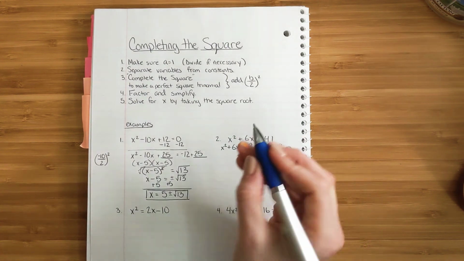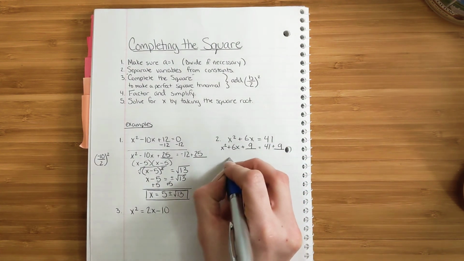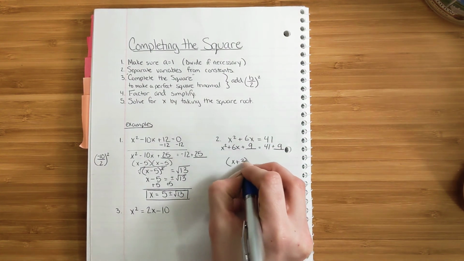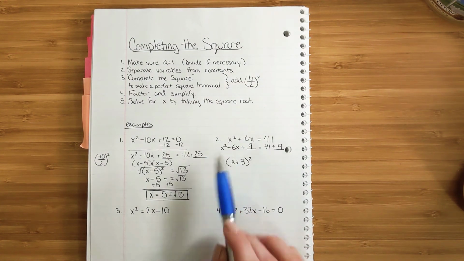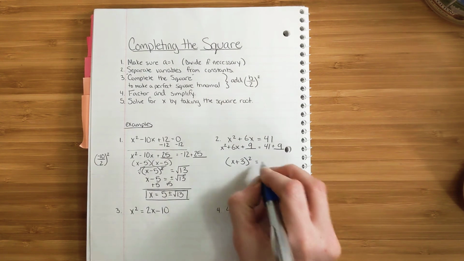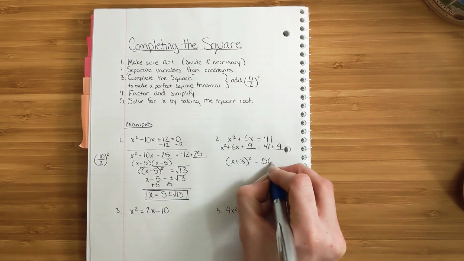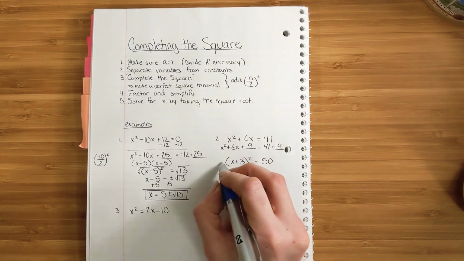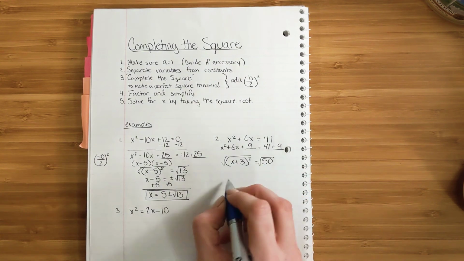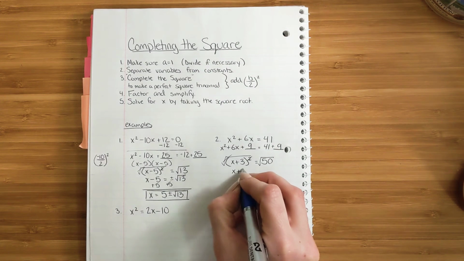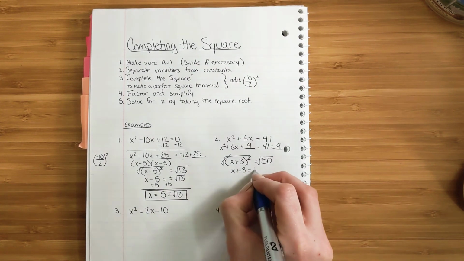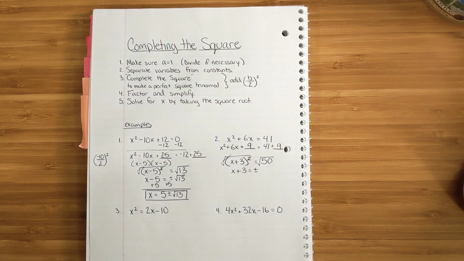So this perfect square trinomial would factor down into x plus 3 squared. 3 times 3 is 9, and 3 plus 3 is 6. So that's the number I'm looking for. And 41 plus 9 is 50. So as I take the square root of the left-hand side and the right-hand side, I'm going to be able to knock out that power of 2, be left with x plus 3, and I'm going to have a plus minus symbol in front of my next value.